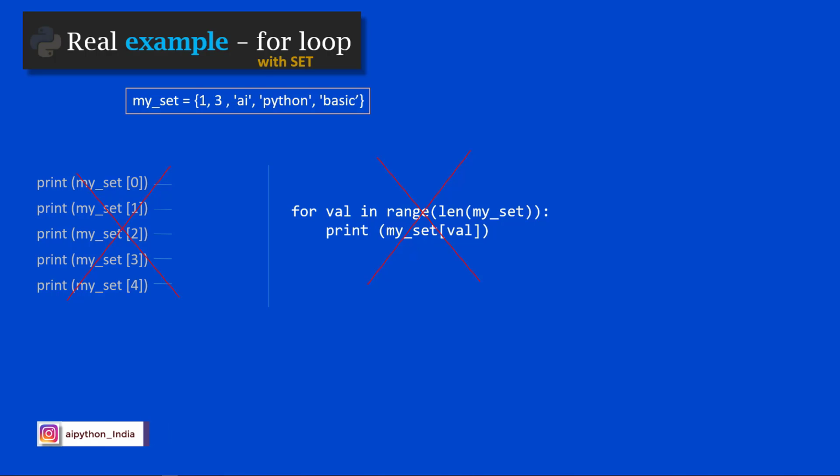So that's the only way to access all these elements: using the second method, which is for val in set. We don't access the elements using an index; rather, it holds all the elements in memory and prints each element one by one without an index, right?